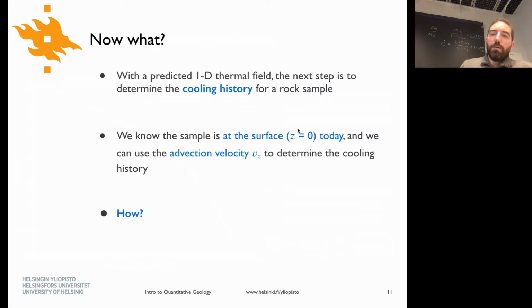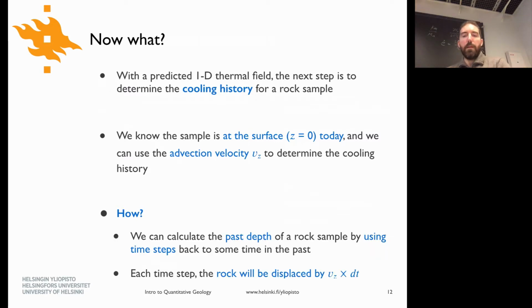And if we know the surface, like let's say that the rock is sitting at the surface today, we'll say z equals 0 as a kind of easy elevation to assume. And we know the advection velocity in the thermal model. We can figure out what the cooling history is, and I guess I was meaning to ask you the question of how, but I've kind of given that away.